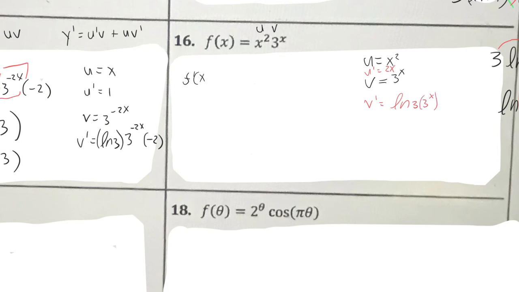Remember, the derivative would be u prime v plus u times v prime. So the derivative of this thing is going to be u prime times v, which is going to be 2x, times v itself, and v is 3 to the x. And we're going to be adding u, which is x squared, times v prime, which is ln 3 times 3 to the x.